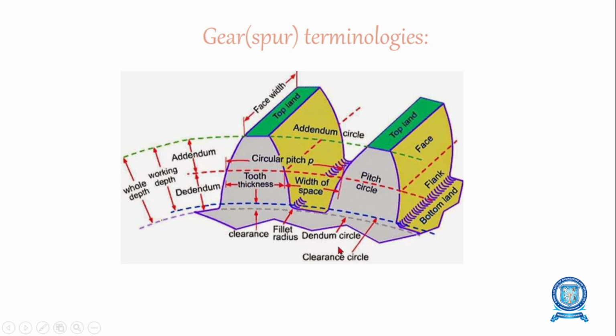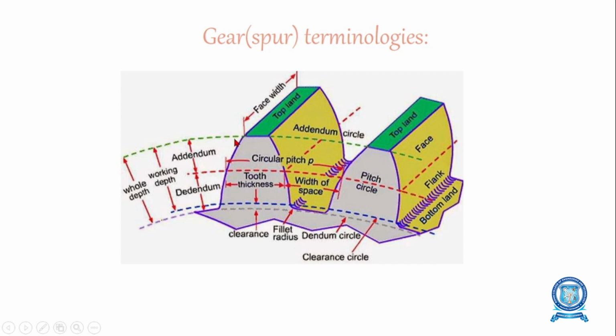Then next one, addendum circle and dedendum circle. So this is the addendum circle and this is the dedendum circle. Here the addendum circle is also called the tip circle. It is the circle coinciding with the crest or top of the tooth.